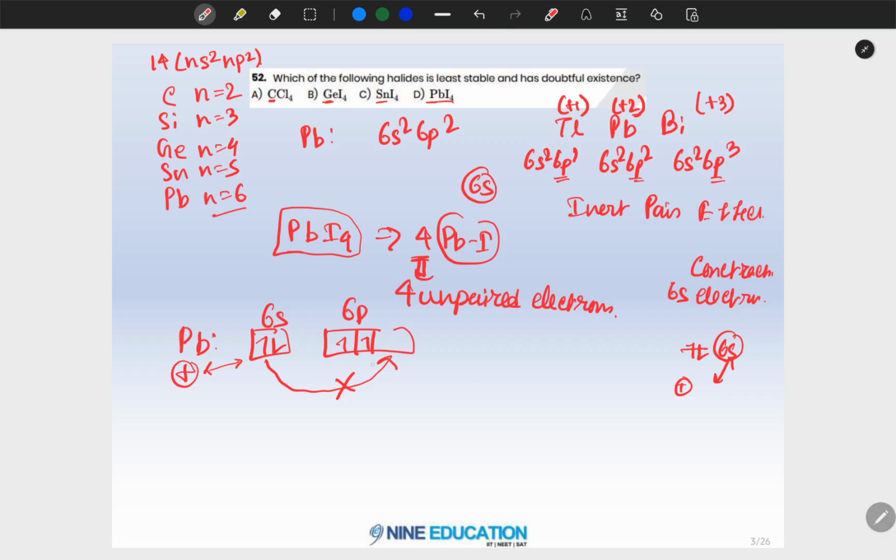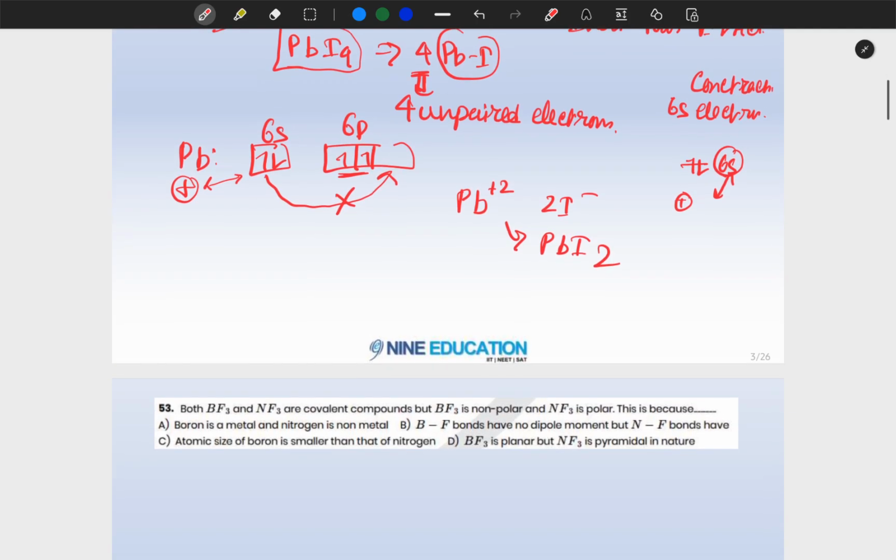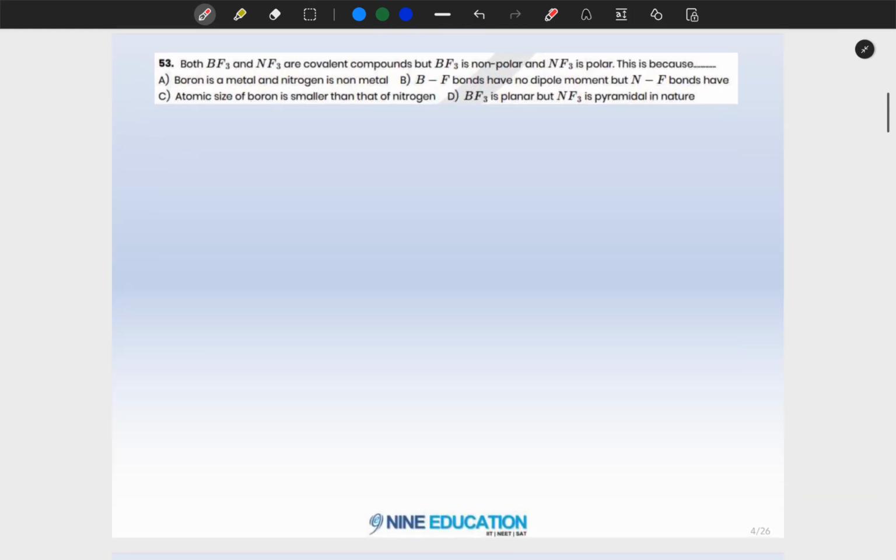So obviously only 2 electrons will participate in bond formation since the stable oxidation state of lead is +2. So Pb2+ will combine with 2I-, resulting in the formation of PbI2. So that's why D is the correct answer for this question. That is the least stable substance and it has doubtful existence. Let's proceed to the next question.